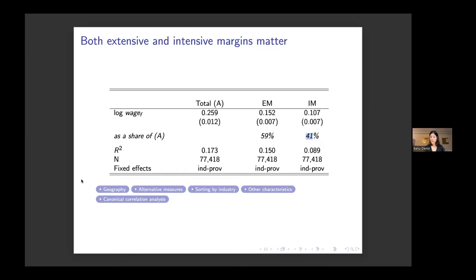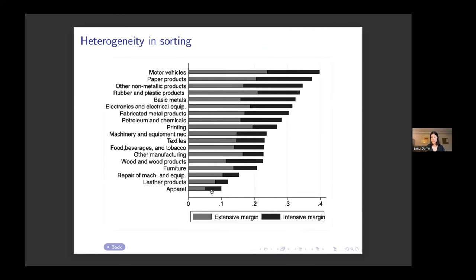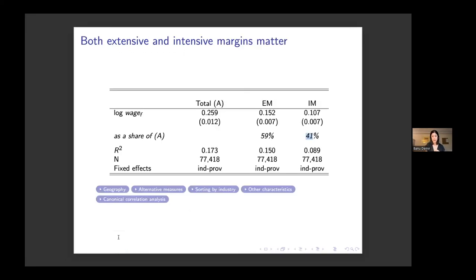Of course, there's some heterogeneity across industries. While the correlation is always there, regardless of which industry you look at, there are some usual suspects where you would expect a stronger sorting on quality, like motor vehicles, paper products, rubber and plastic products, electronics, and so on. But for apparel, leather products, and furniture, the correlation is much, much smaller. But interestingly, the composition into the extensive and intensive margins is quite robust.